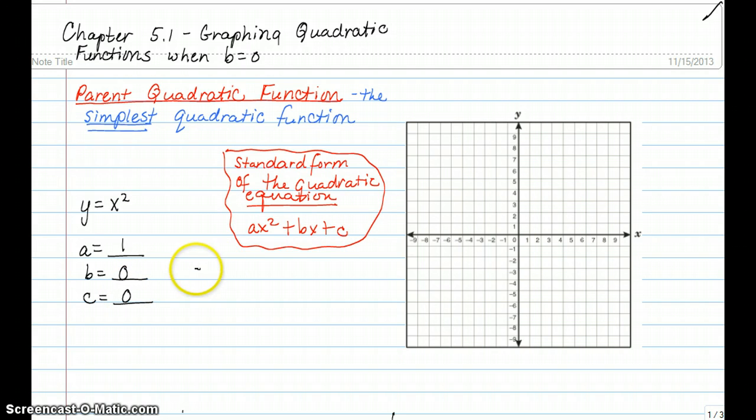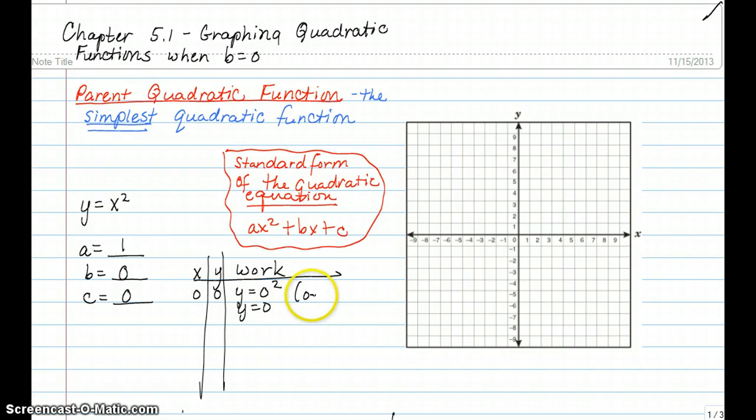So if we were to just set up a table of values where this y equals x squared, and we chose a nice easy point, 0 is always a nice one to choose. We put it in here, so y equals 0 squared. Then y would equal 0. So the ordered pair would be 0, 0, which is in fact the vertex.